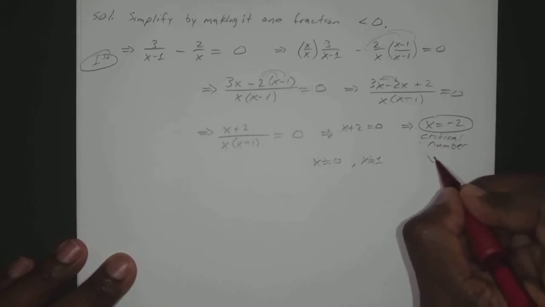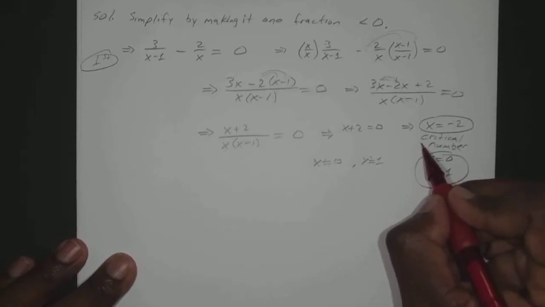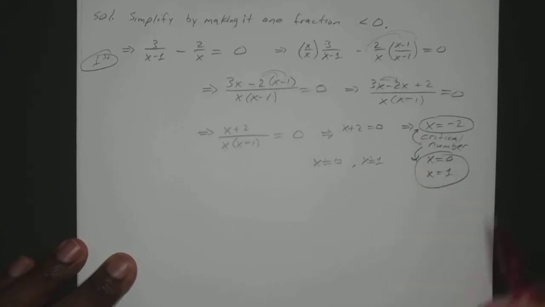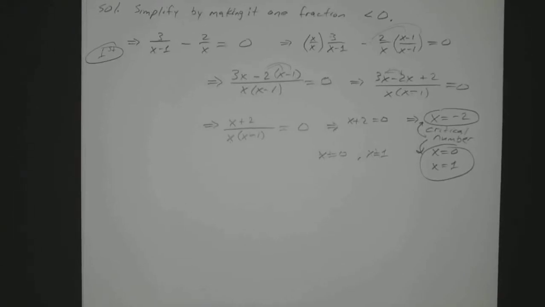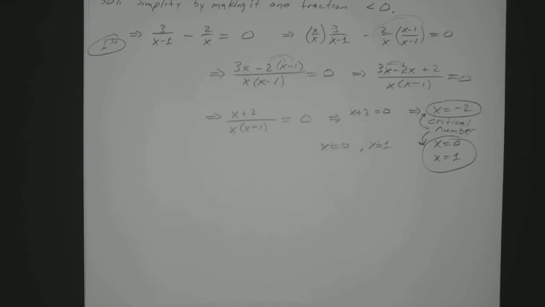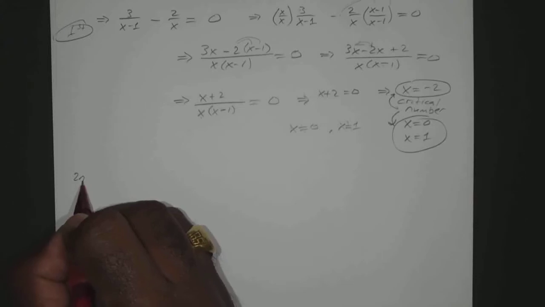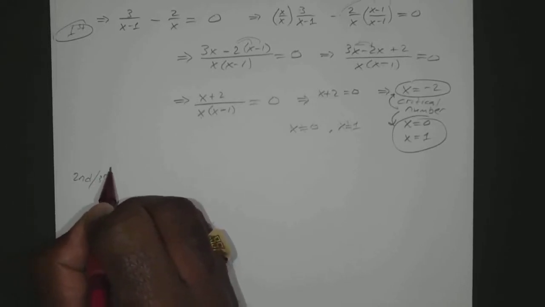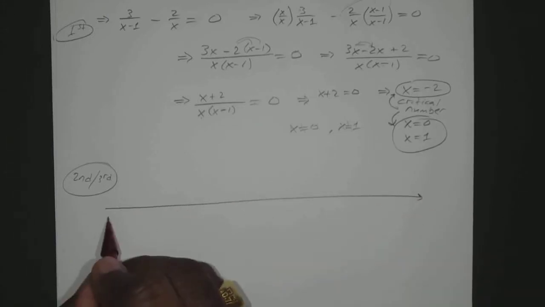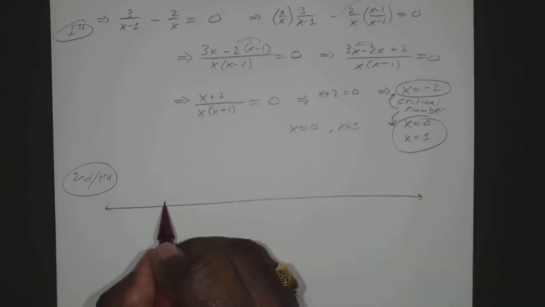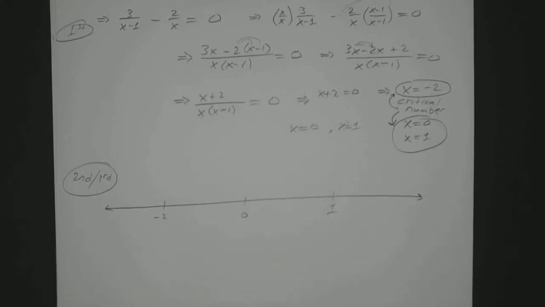Okay, so that means that x equals 0 and x equals 1 are also critical numbers. So we put all three of them on our number line, which is our second and third step. Second step, put them all on the number line. So we have our negative 2, our 0, and our 1.